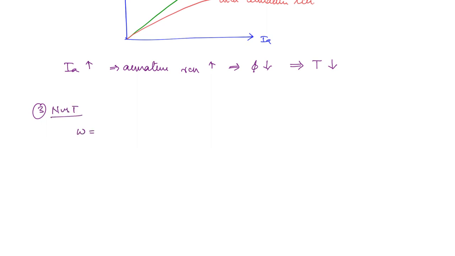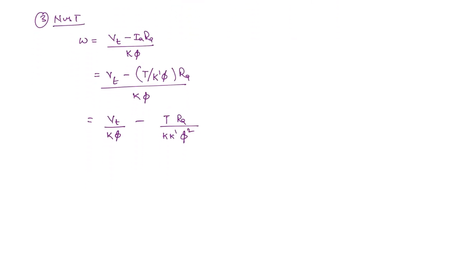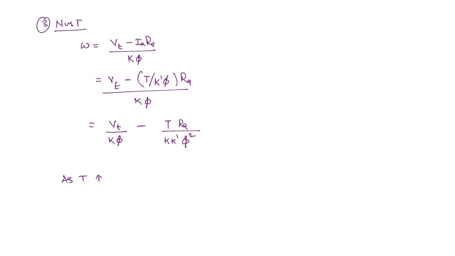So we have already found this expression omega is equal to Vt minus IARA divided by K phi. Now instead of IA, you can write as torque divided by K dash into phi. So Vt minus T into Ra divided by K dash phi, all divided by K phi. So what you're going to get here, omega is equal to Vt by K phi minus T into Ra divided by K into K dash into phi square. Okay. So from here you can see that as torque increases, the speed will reduce.